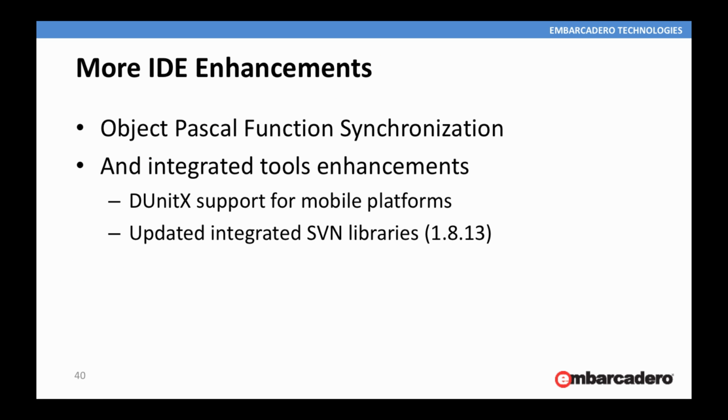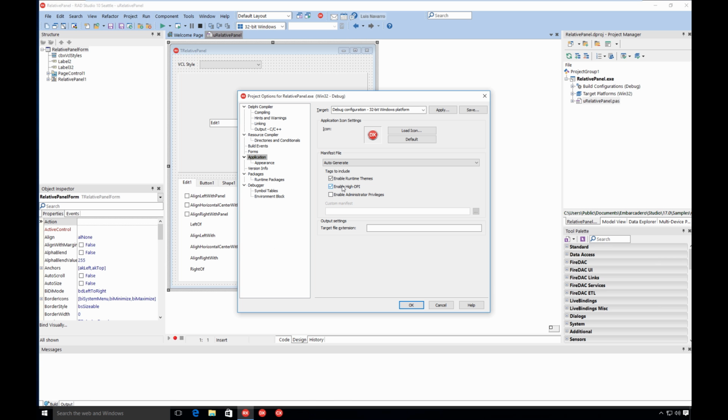Following with the previous slide, there are some integrated tools enhancements, like the Unix support for mobile platforms and the updated SVN libraries. In RAD Studio 10 Seattle, the VCL framework has been improved to support high DPI resolutions. So, in the IDE, you can easily enable high DPI for your VCL applications from the Project Options window. You can also specify that your application will require administrator permissions. Just select the Enable Administrator Privileges checkbox. And it's also possible to use a custom manifest file.